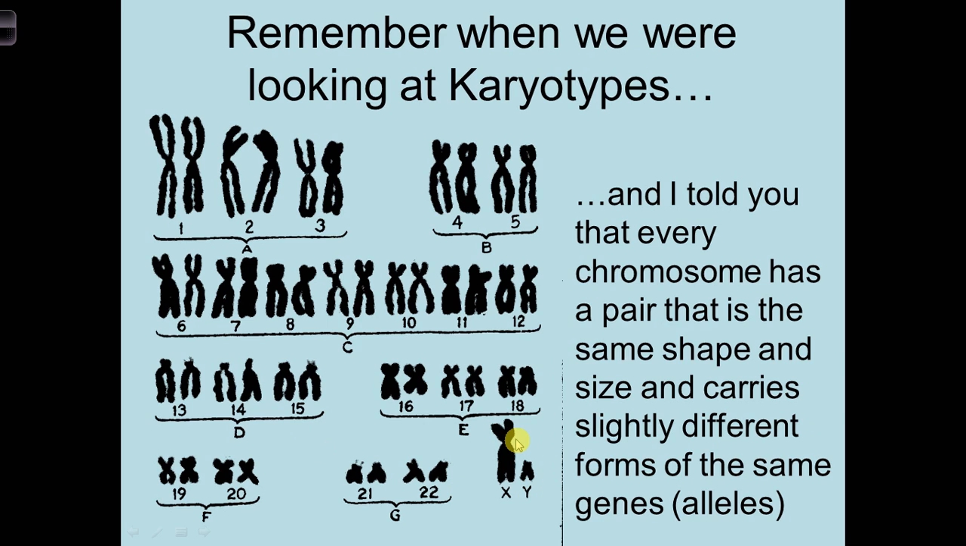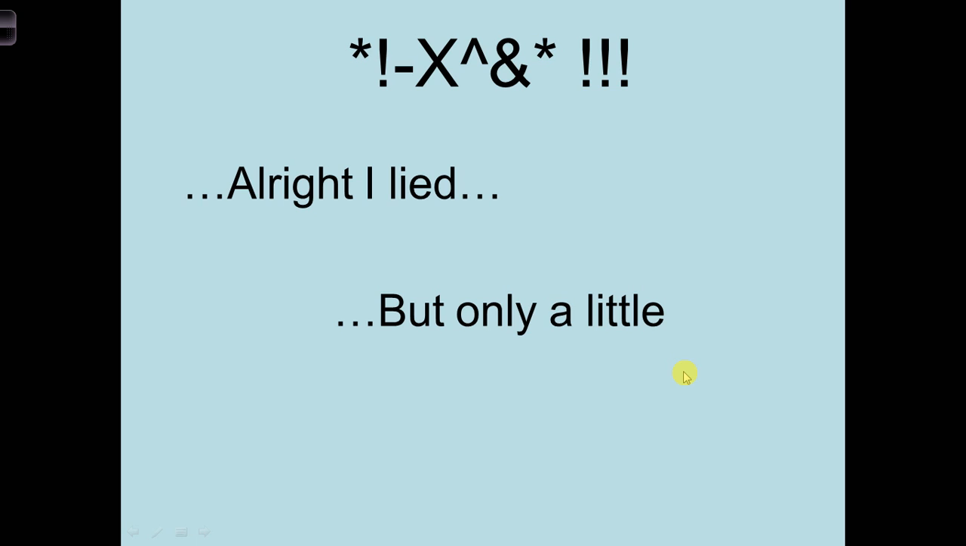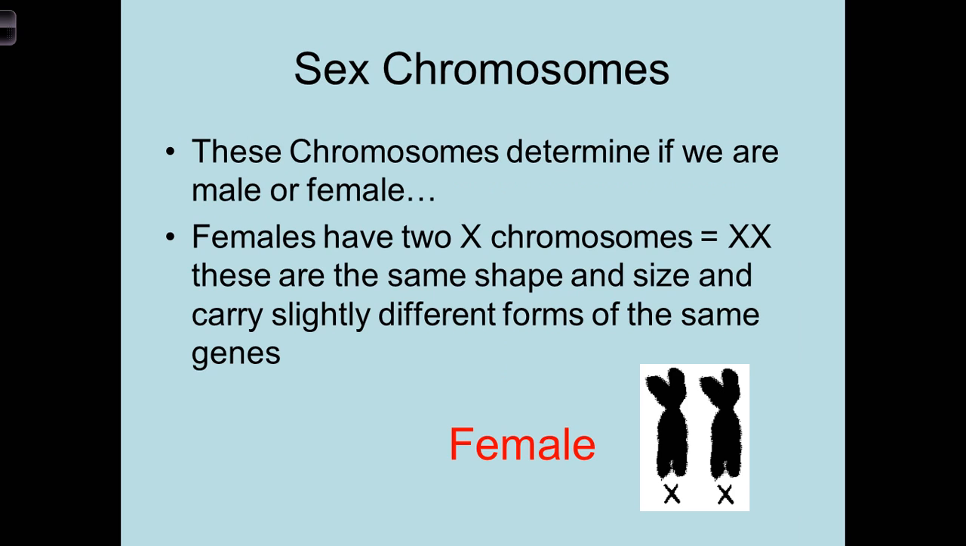What about these ones down the bottom here? What about these, the X and the Y? Alright, I lied, but only a little bit. If we look, we have one pair of chromosomes in our cells that aren't always the same shape and size. Shock horror. These are our sex chromosomes, and our sex chromosomes determine whether we are male or female.